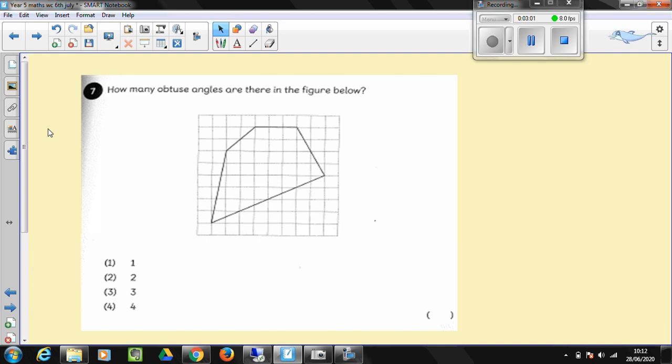The next question asks you, how many obtuse angles are there in this figure below? Can you remember things about angles? We had acute angles, obtuse angles, right angles, and reflex angles. Hopefully you can remember which ones are obtuse, and then use the squares to help you work out if they're more than 90 degrees or less than 90 degrees. Have a go.